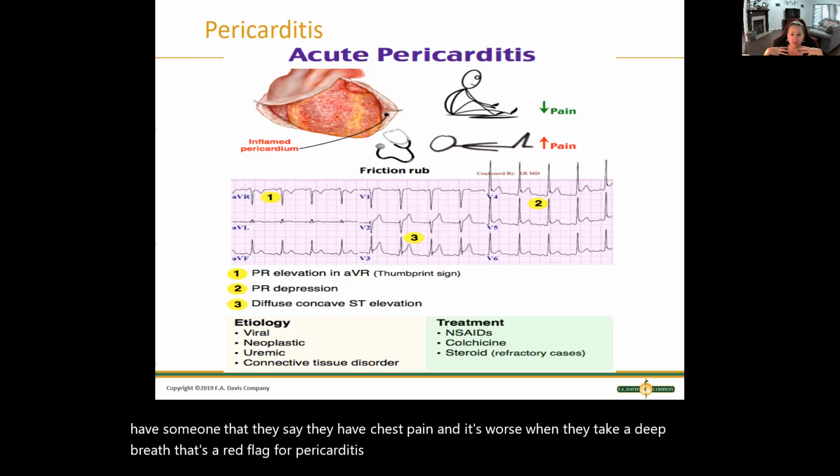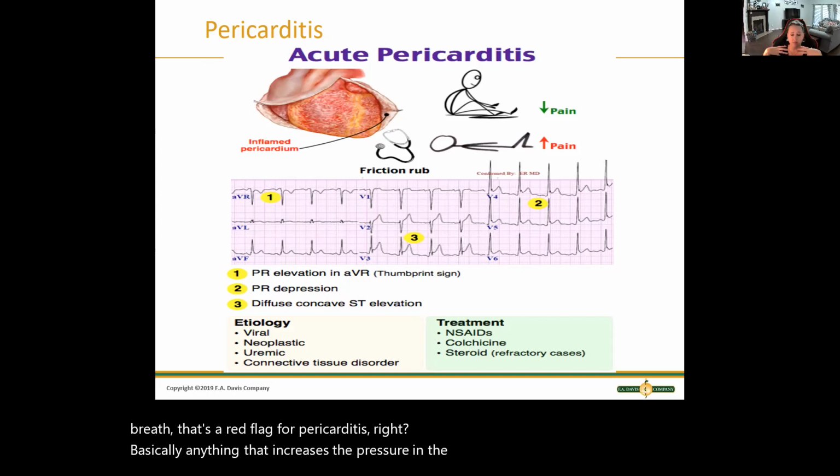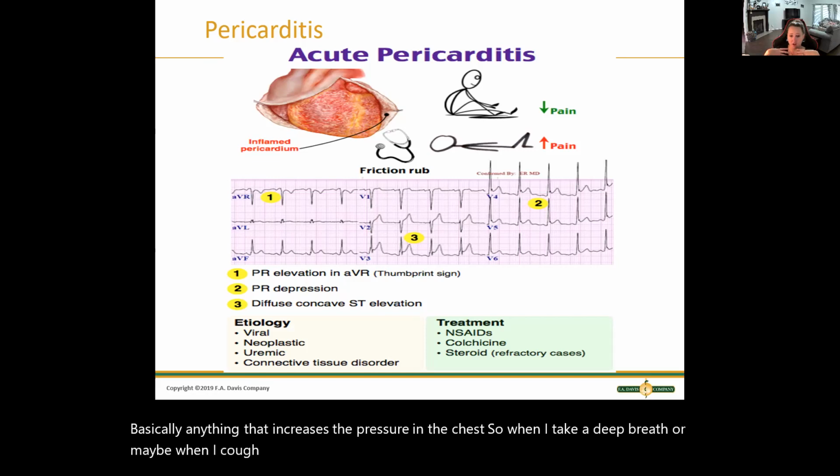Basically anything that increases the pressure in the chest. So when I take a deep breath or maybe when I cough, it hurts worse, my chest pain hurts worse. Those are all red flags for pericarditis.